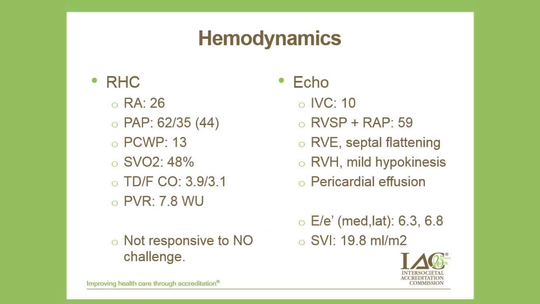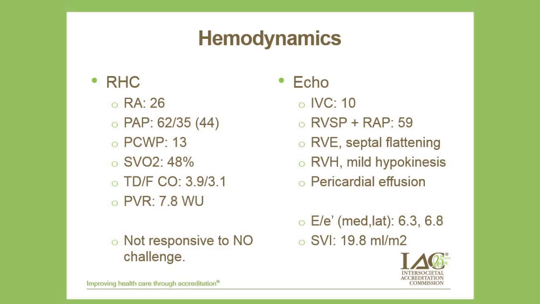Correlating the echo with the right heart cath done on the same day, one can see that her right atrial pressure was actually markedly elevated at 26. Her PA pressure was 62/35 with a mean pressure of 44. If one takes a look at the echo estimate, her RVSP plus the right atrial pressure is pretty close to 62. It was estimated around 59. Her wedge was 13 on right heart cath.